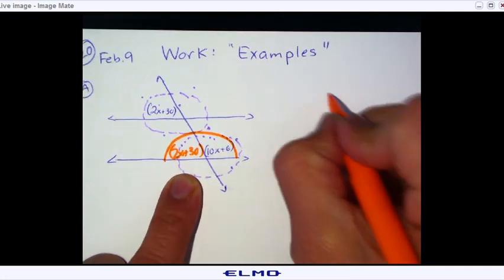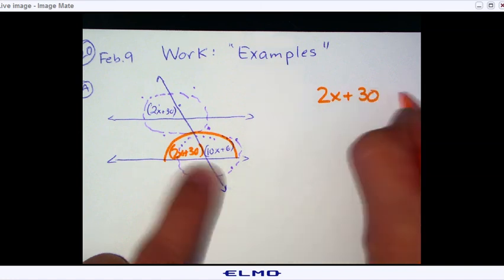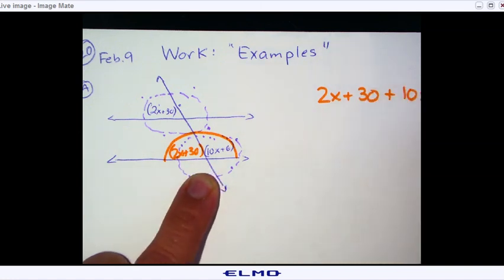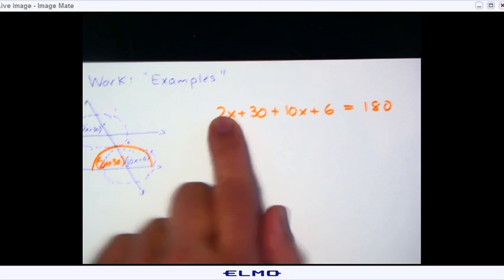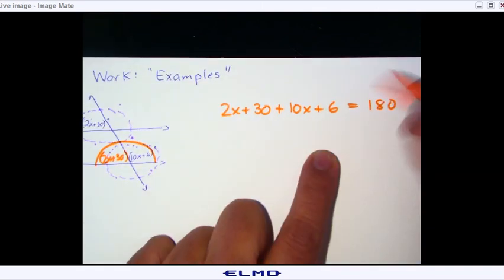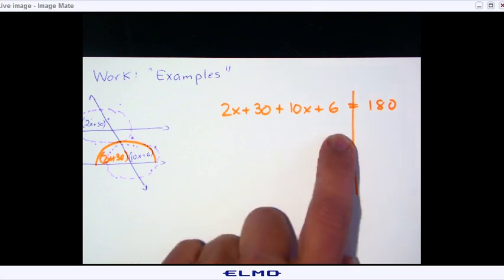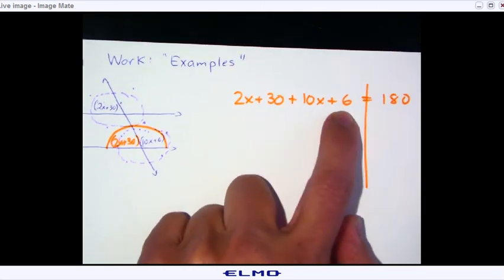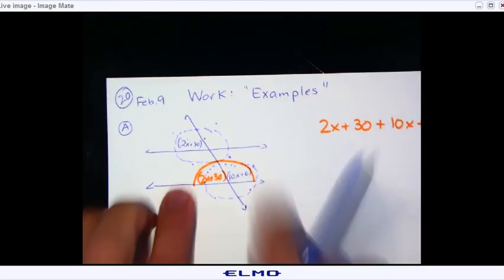All right, so let's do that right here. 2x plus 30 plus 10x plus 6 is equal to 180. Okay, so that is the work. Now remember, we went over problems like this one. So what do we do? What did we do first?